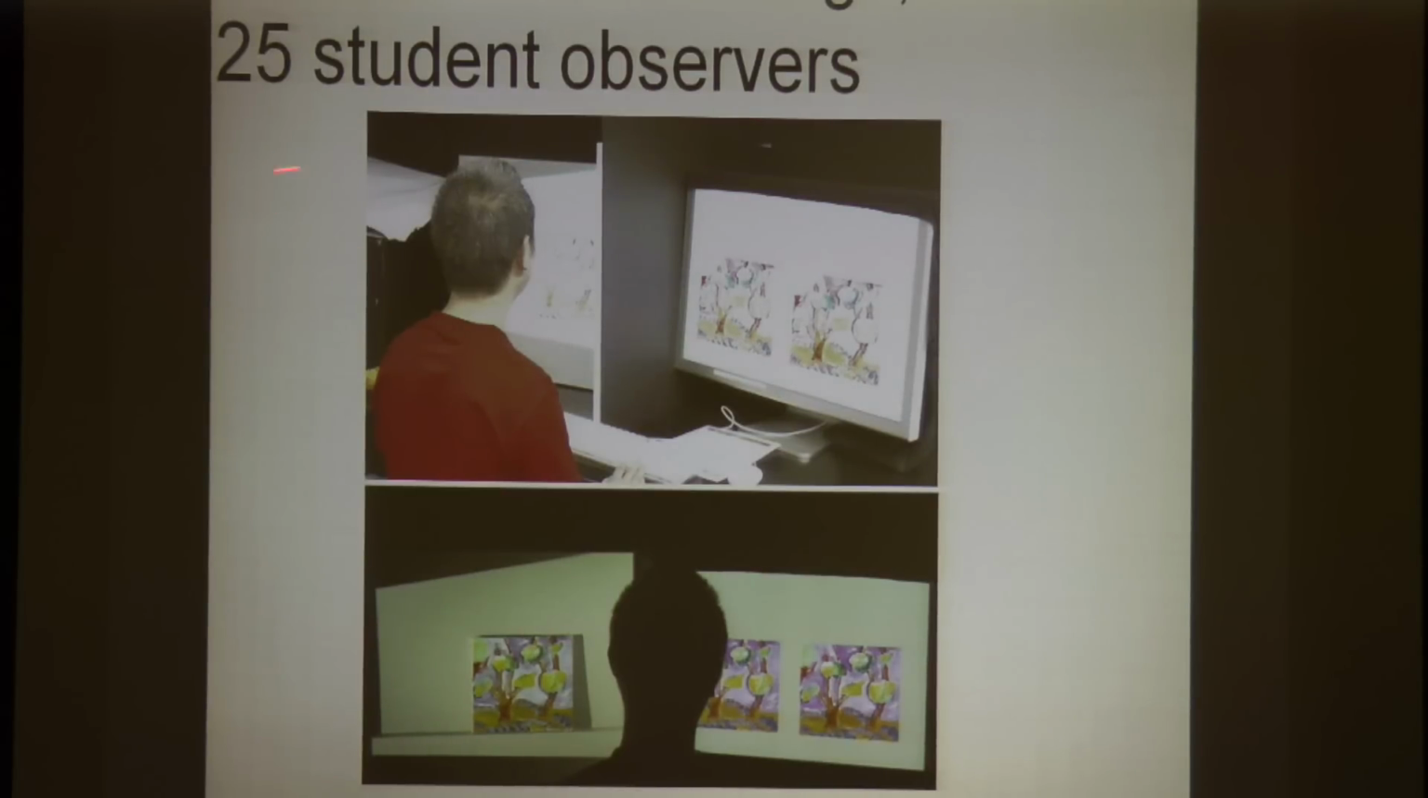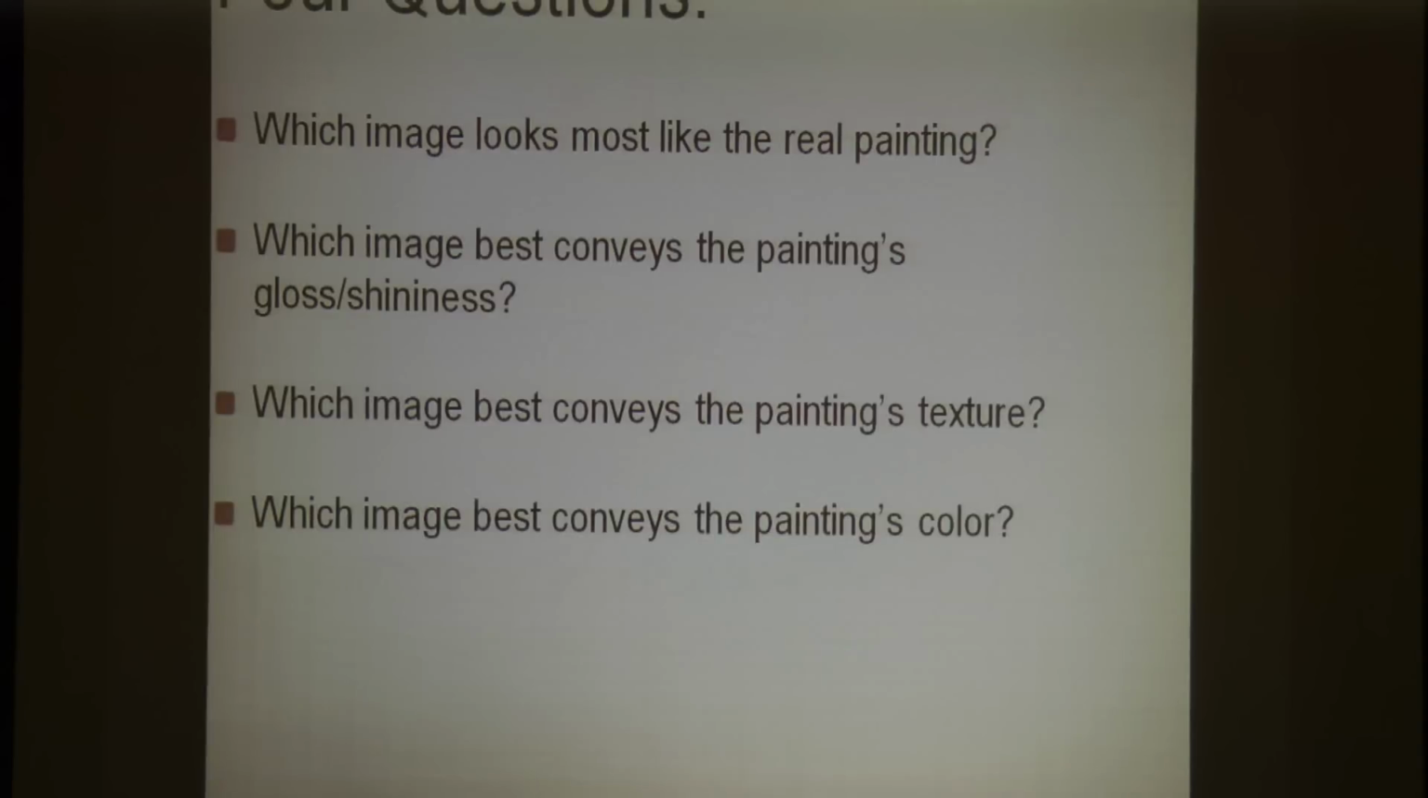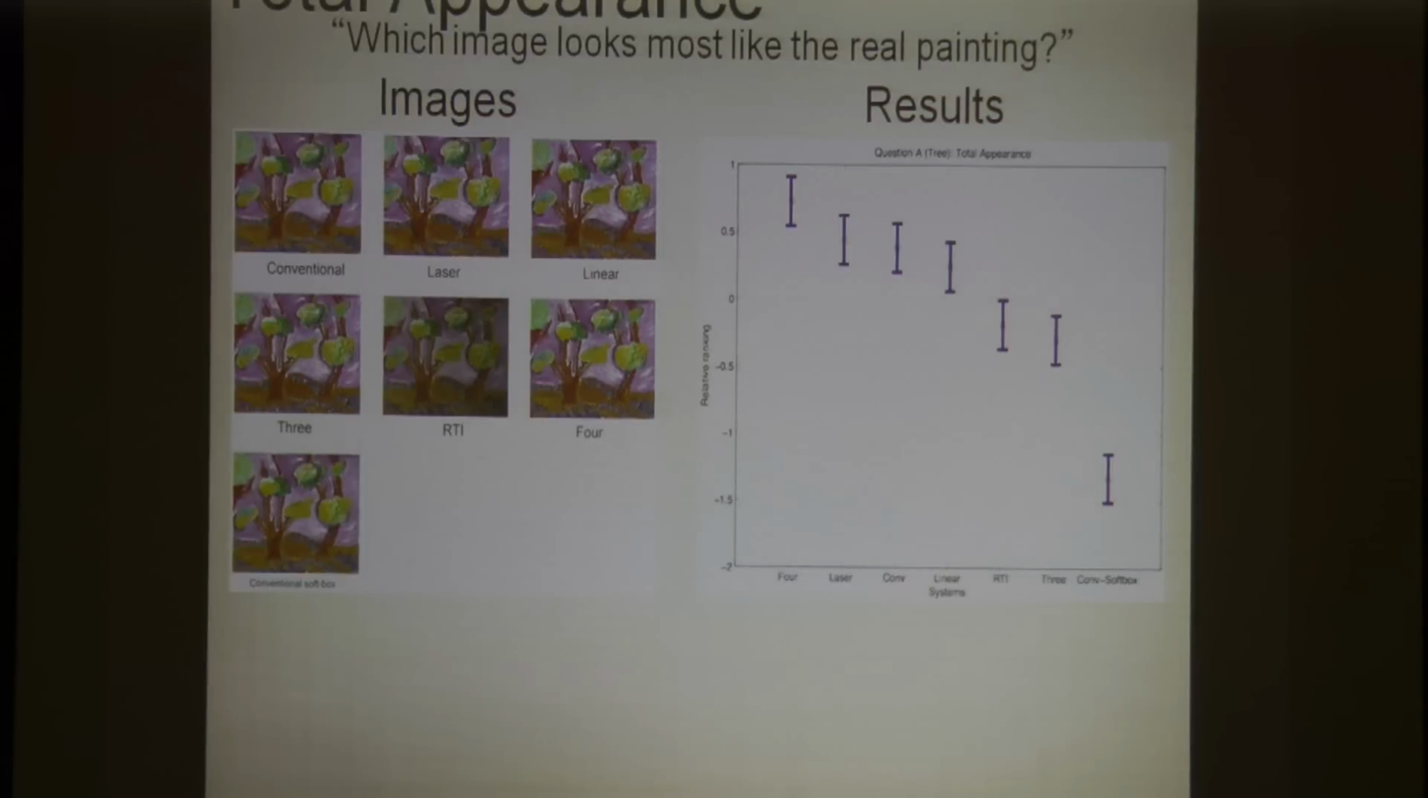So you can see an observer looking at the screen. It's a split screen, so they could freely look back and forth and move their heads around. Then we asked different questions. First, we asked which image looks most like the real painting, just the naive question of which you think looks closest. Then we went in for more specific questions about gloss and shininess, texture, and finally color. So these are the images in this case for what we're calling total appearance.